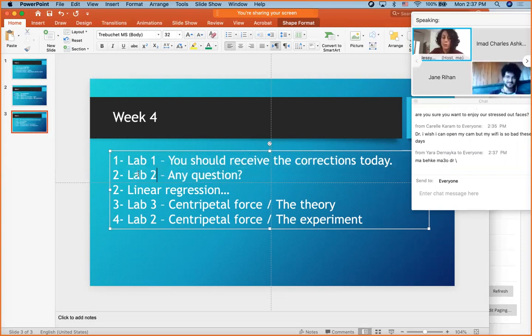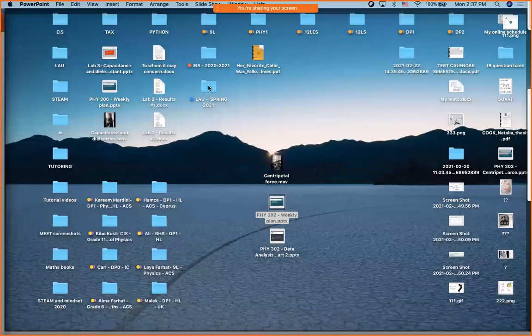So lab 2, I heard that you still have a lot of questions. Again, lab 2 is about motion on an incline. I'm gonna open lab 2 now.